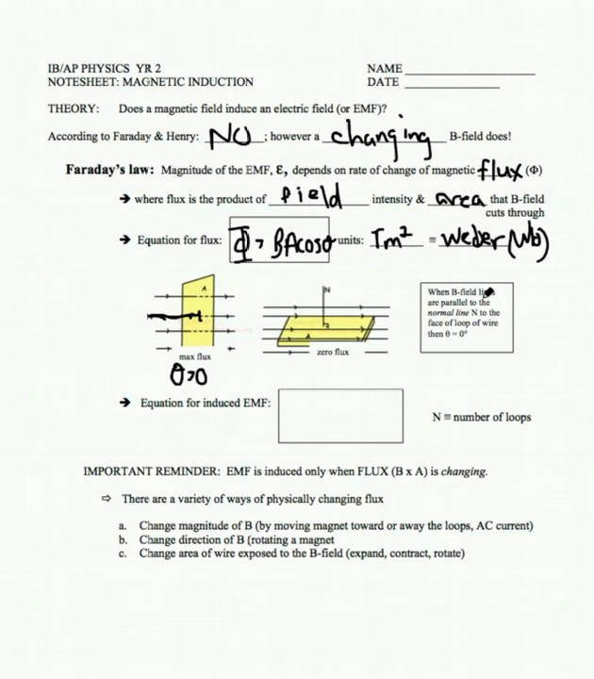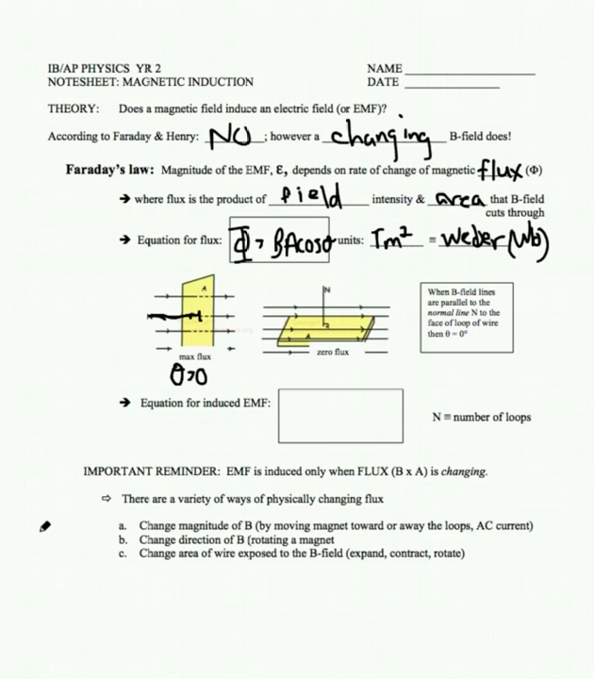So you can have a magnetic field, you can have loops of wire, but you don't necessarily have flux. The magnetic field lines have to be cutting through the loops of wire, and the more direct they are, the greater the flux is. Once again, phi is B times A times cosine of the angle.